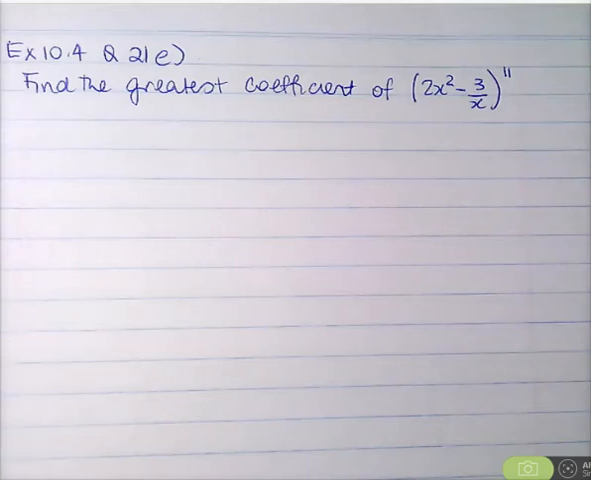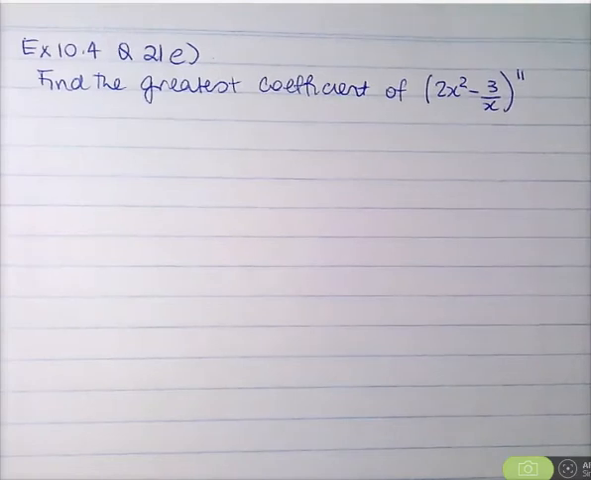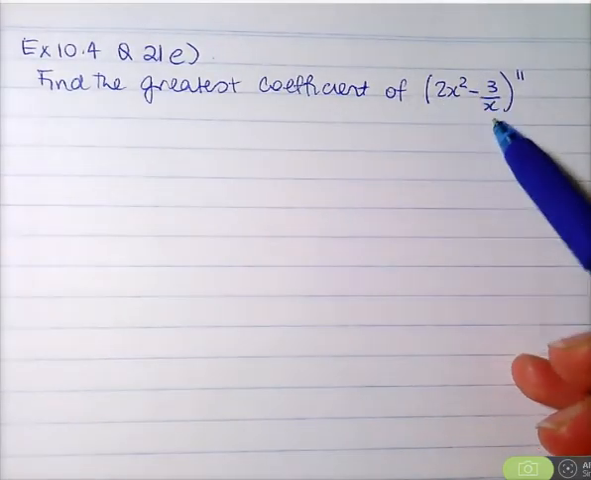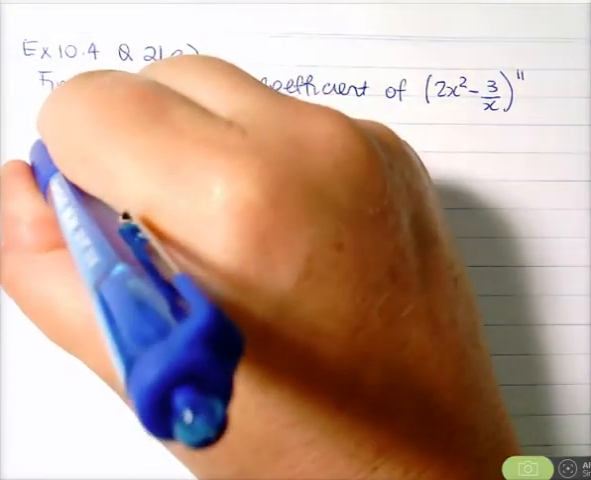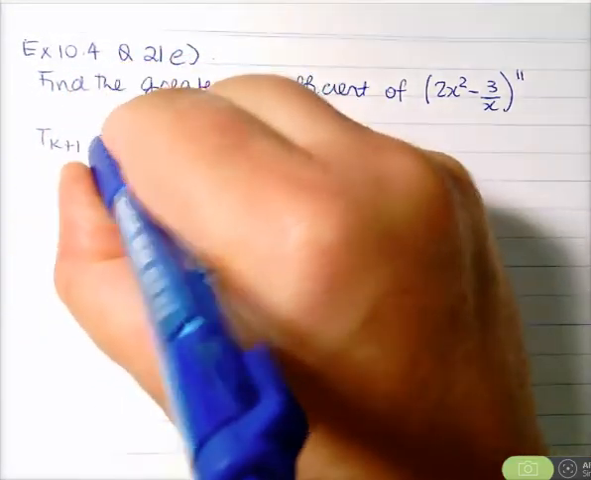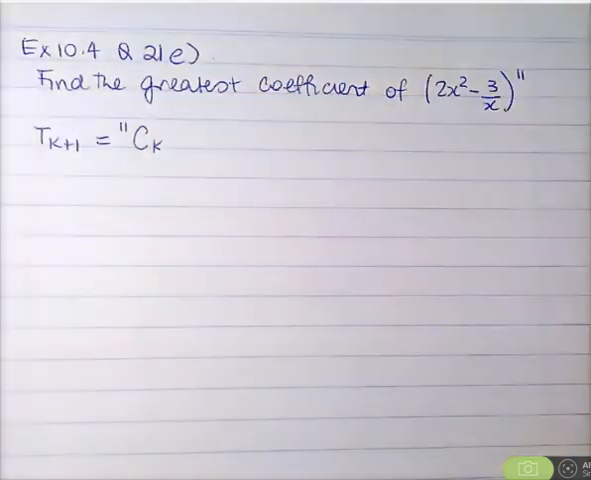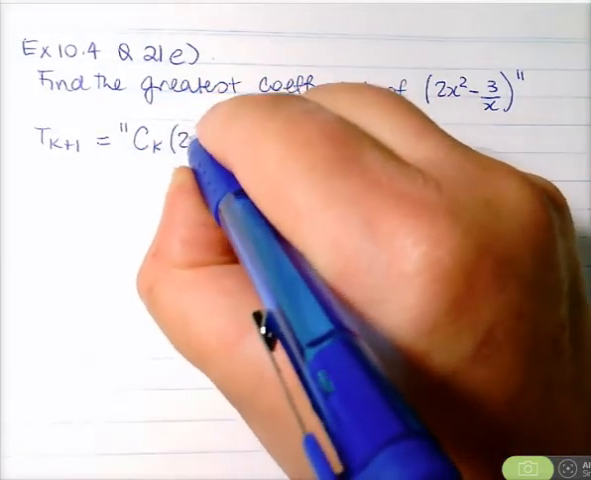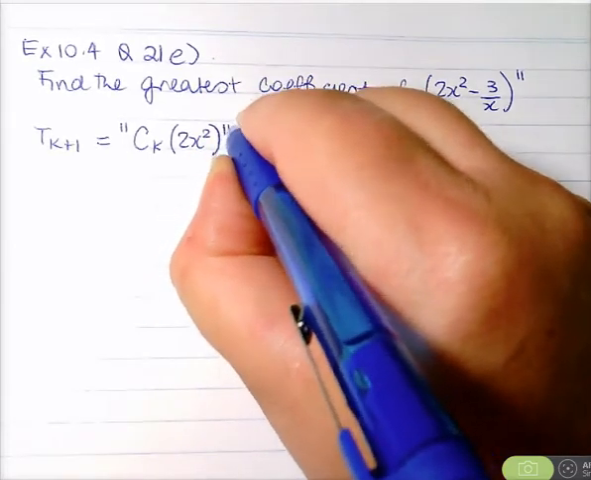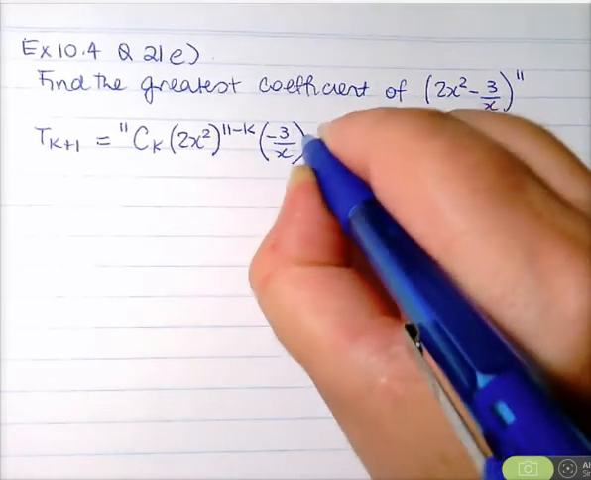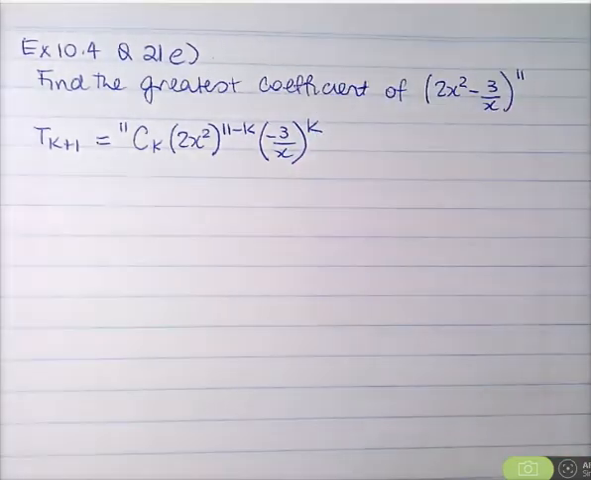Again, exercise 10.4, question 21E, and this question says to find the greatest coefficient of (2x squared minus 3 over x) to the power of 11. So again, we're going to find the k plus 1th term. Now we know that that is 11Ck, then we've got 2x squared to the 11 minus k, then we've got minus 3 over x to the power of k.